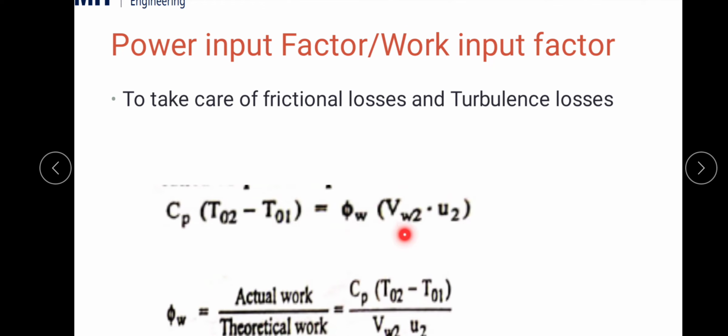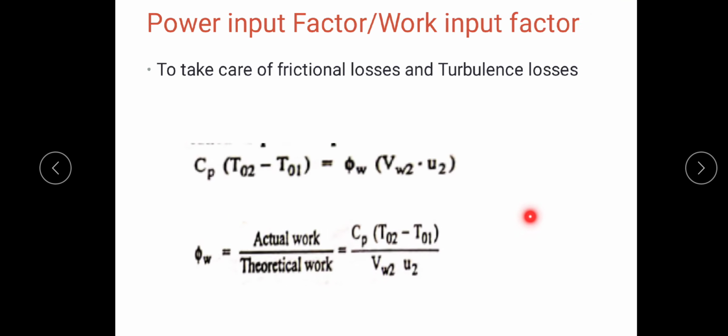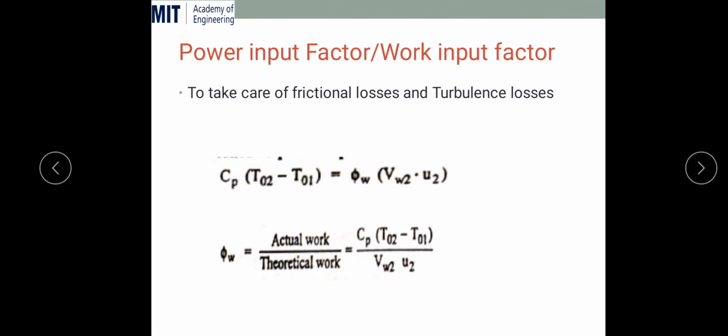We got this formula Vw2 U2 using the velocity triangle, and it is called the theoretical work. This theoretical work can be equated to the actual work. Actual work means Cp into T02 minus T01. So we equate these, and from this we get the power input factor, that is, actual work upon theoretical work: Cp (T02 minus T01) upon Vw2 U2. Next, the pressure coefficient. This pressure coefficient can be defined as isentropic work upon the actual work. So isentropic work is Cp (T02 dash minus T01) upon Vw2 U2.